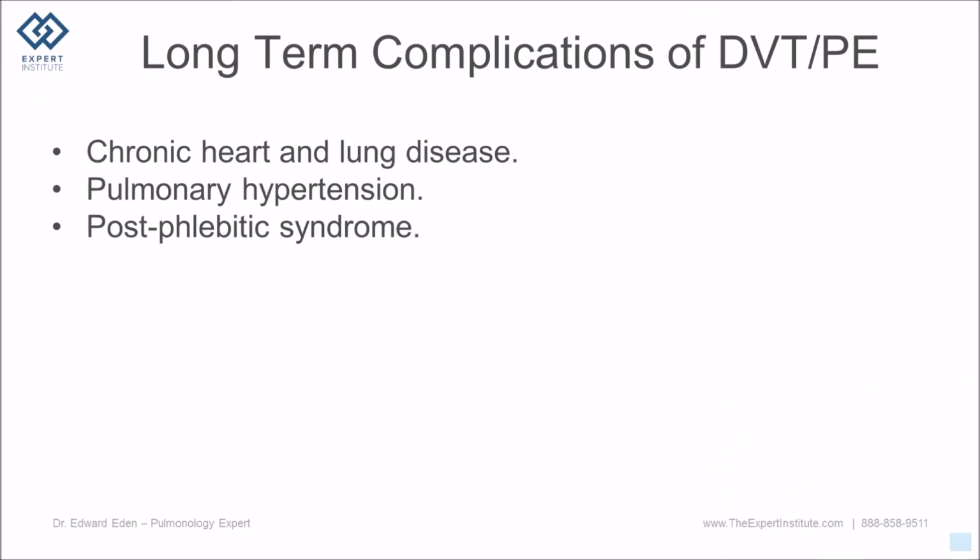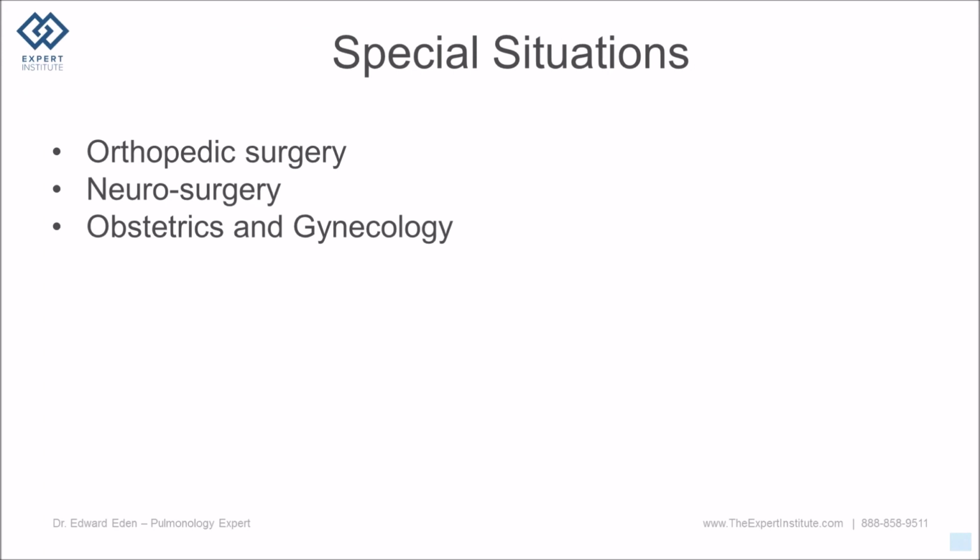Remember also that complications of DVT and pulmonary embolus include chronic heart and lung disease, a condition called pulmonary hypertension, which puts a strain on the heart, and post-phlebitic syndrome of the leg veins, which can cause ulcers and chronic disability. Next slide, please. Just want to go over special situations in the last few minutes. Next slide, please.